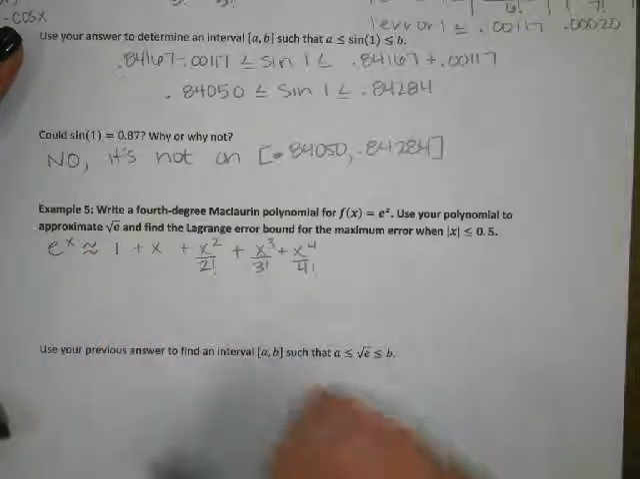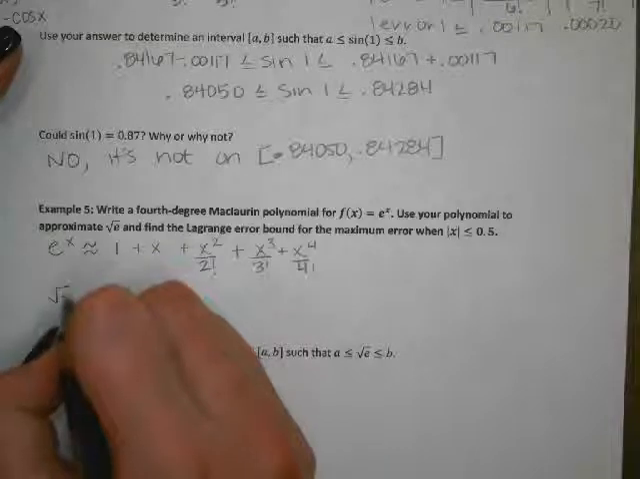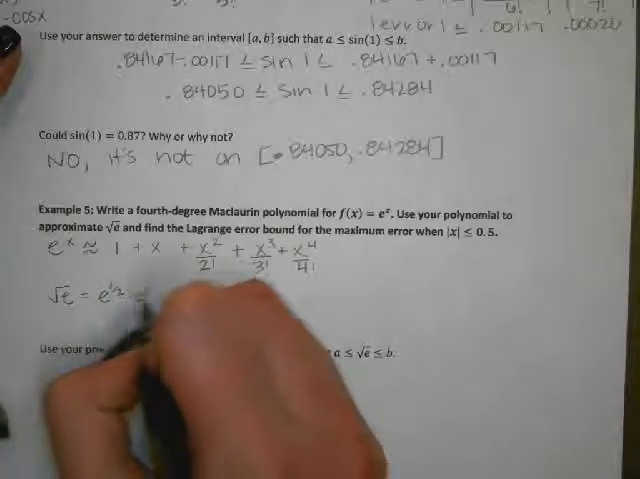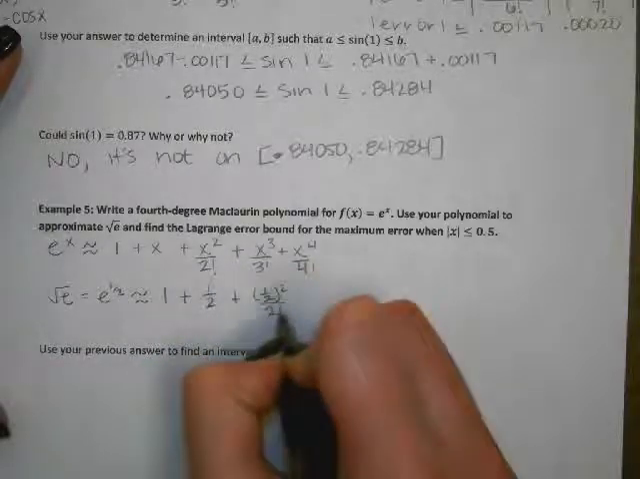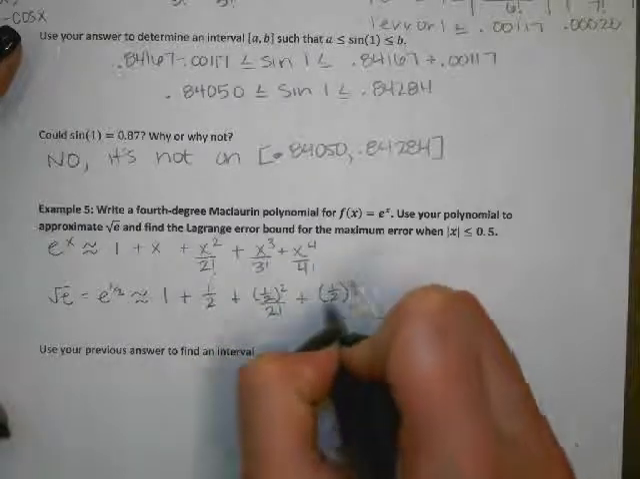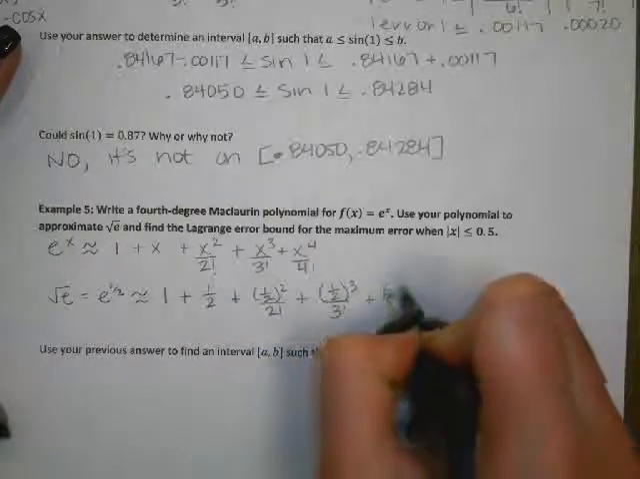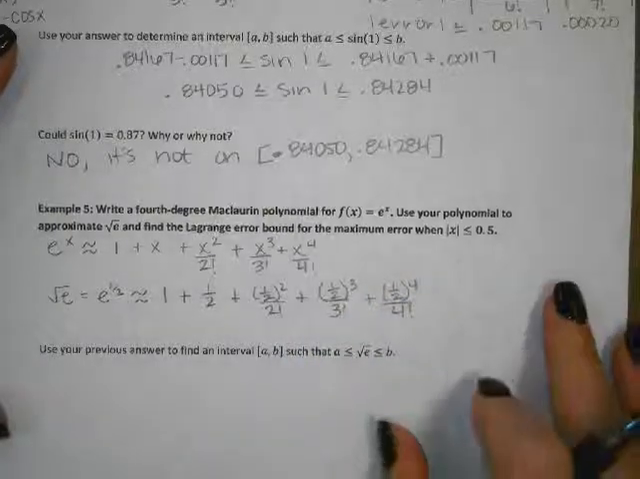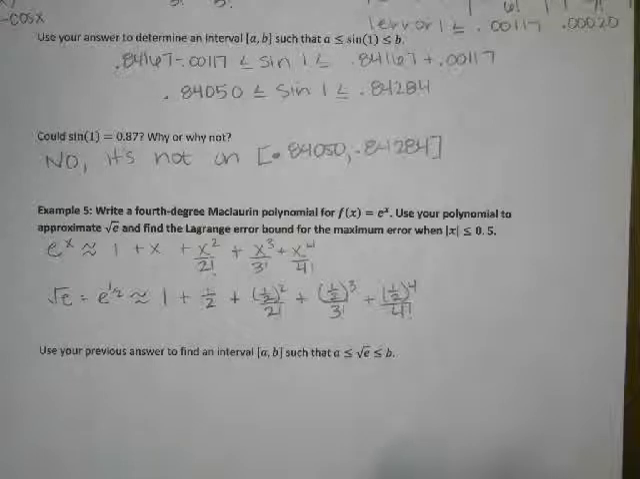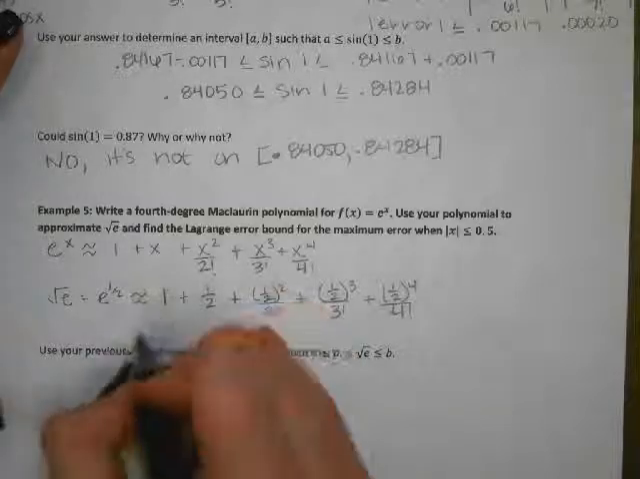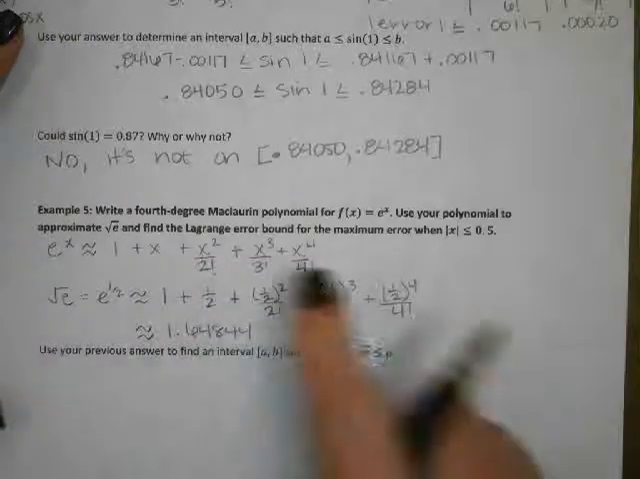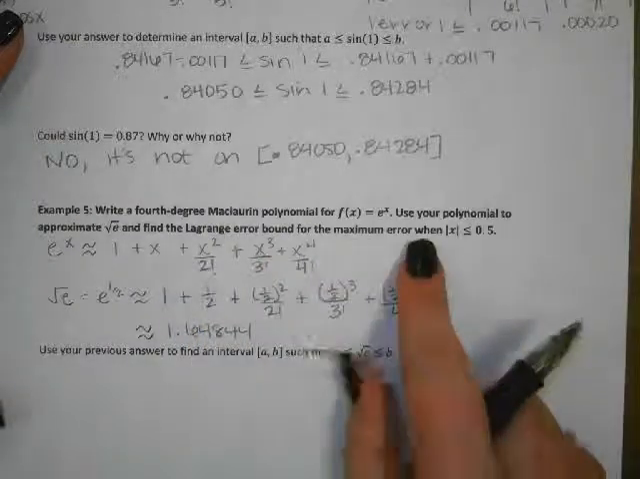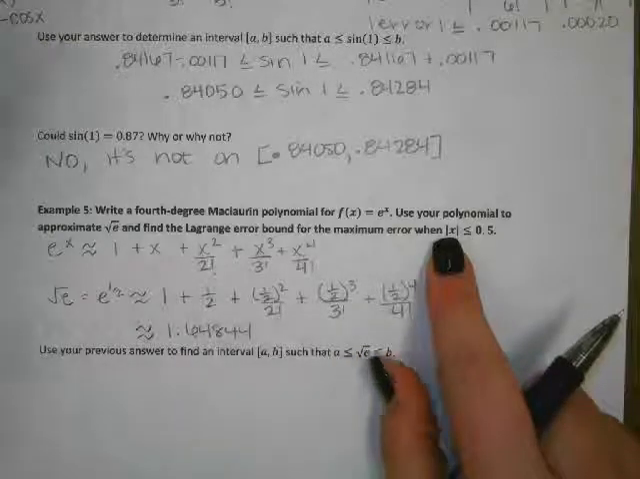The square root of e is the same thing as e to the 1/2. So I'm going to say square root of e, that's e to the 1/2. And that's going to be approximately 1 plus 1/2 plus 1/2 squared over 2 factorial, plus 1/2 to the third over 3 factorial, plus 1/2 to the fourth over 4 factorial. Okay? All right, use your polynomial to approximate this. That's what we did. If I plug that in, I would get 1.64844.